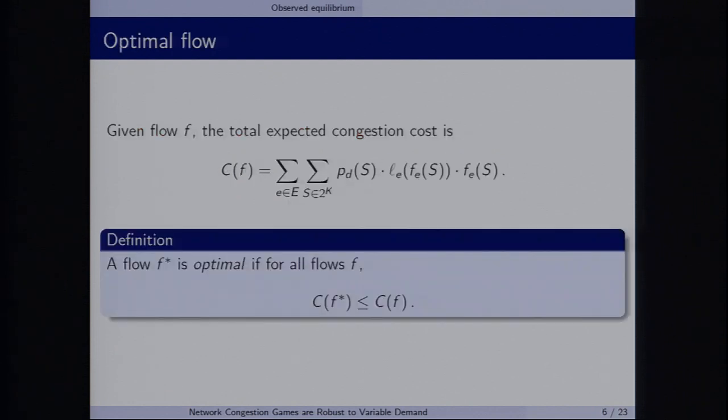Good, so this is the model. So given a flow, so given a distribution of each commodity over its corresponding paths, what is the cost of this flow? Well, we look at total expected cost. That is, for each realization S, so for each subset of commodities, we calculate its total delay, and we average out over all these probabilities P. And as is standard in the literature, we assume that the optimum flow is a flow that minimizes these total expected costs.